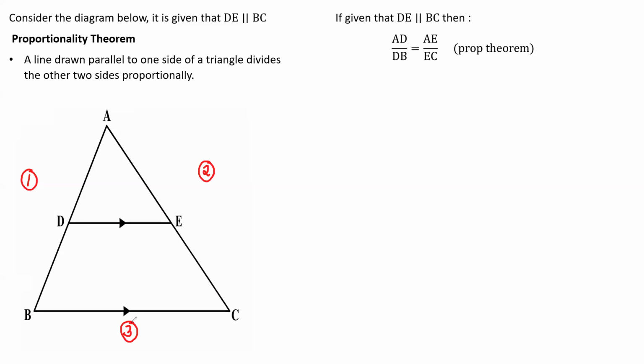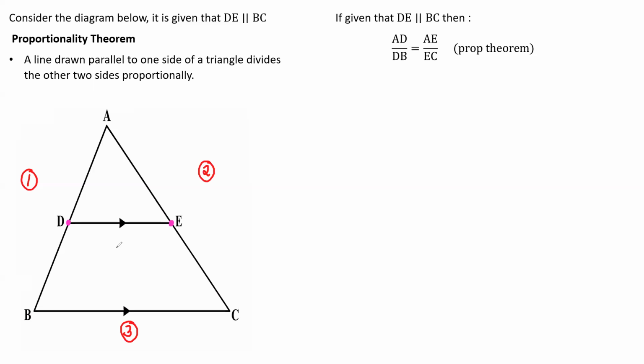Now, on AB, there's a point D. And then on AC, there's a point E. Check the story as we go along with it. So on AB, there's a point D. And also on AC, there's a point E. Fine.